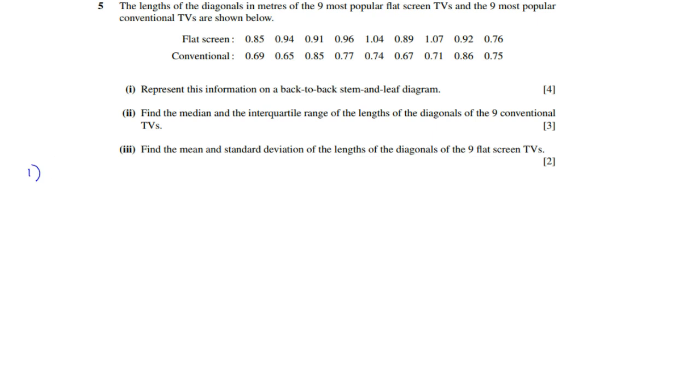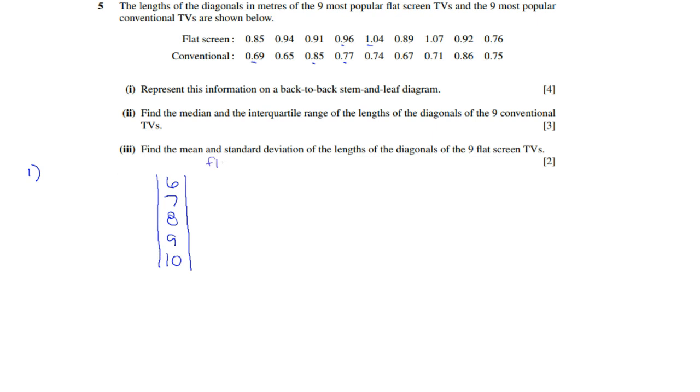Okay, so remember we got to break these down. Now we got to take a look and see what our stems are going to be. Remember the leaves only can be one digit. So if you take a look, we've got 6s and 7s and 8s and 9s and a 10. So let's start by going 6, 7, 8, 9, and 10. And then we're going both sides, so we'll create 2 lines.